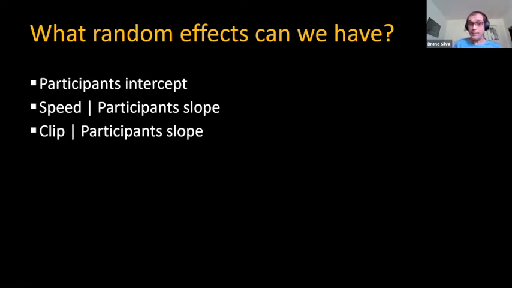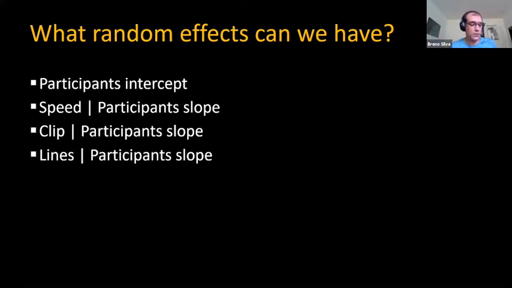We can fit the slope for clip, because remember, each participant watched two different clips. So the difference in PRT between participants and clips was different. And we can do the lines, one line or two lines. So different participants reacted to subtitles that had one line or two lines in a different way. Those slopes we can fit, because all participants read or watched at both speeds, watched both clips, and read subtitles with both lines.